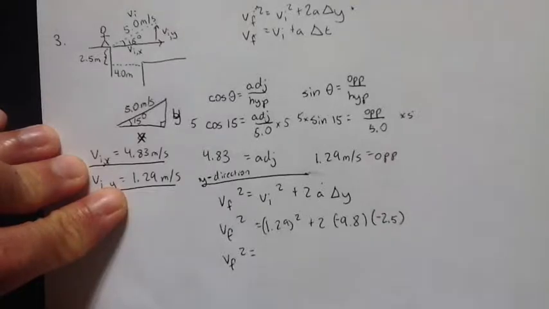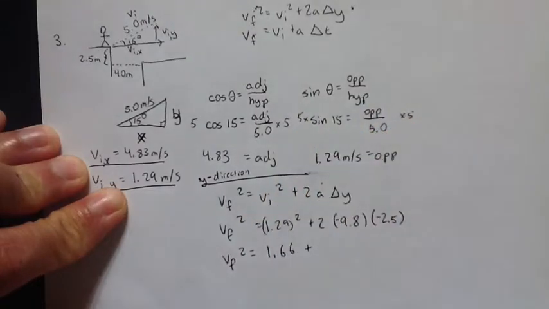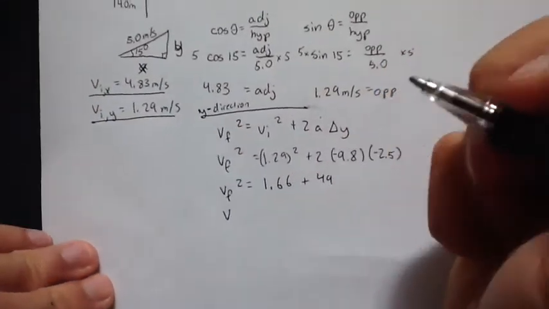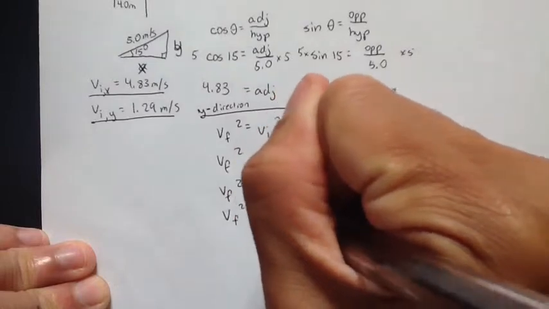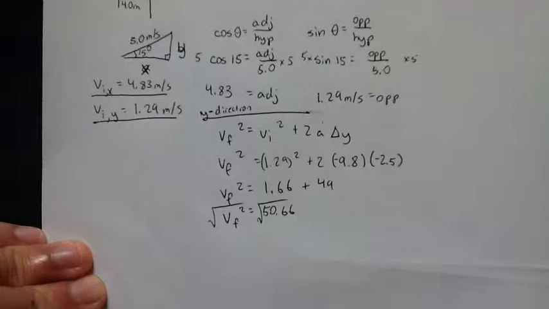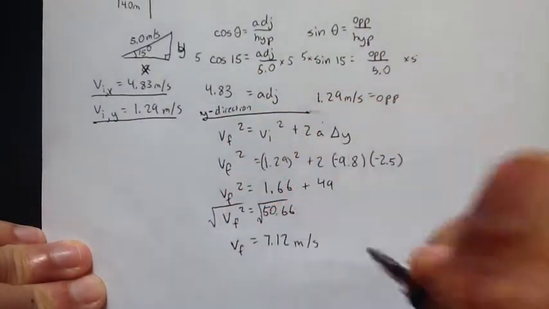1.29 squared is equal to 1.66 plus 2 times 9.8 times 2.5. The two negatives cancel. I get 49. I add them together to get 50.66. I can take the square root of both sides to get my final velocity being 7.12 meters per second.